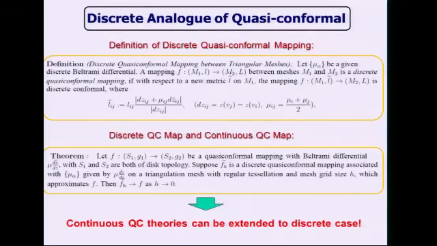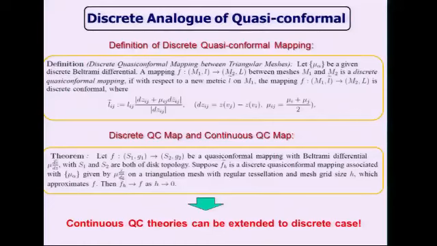So it turns out this definition is first of all well defined, and also it's good in the sense that we can prove that the discrete quasi-conformal mapping will converge to the continuous quasi-conformal mapping as the mesh size tends to 0. So this is good because then a lot of continuous QC theories can be extended to the discrete case.